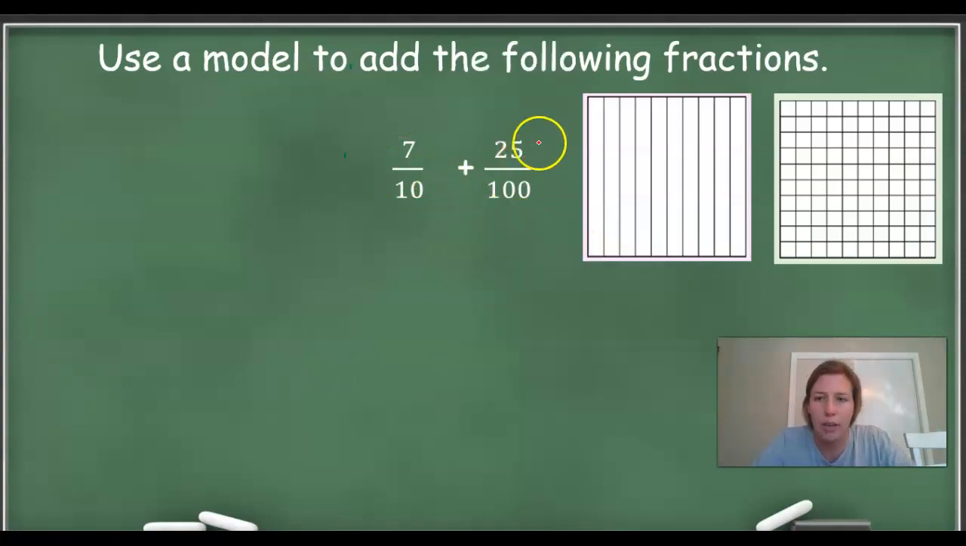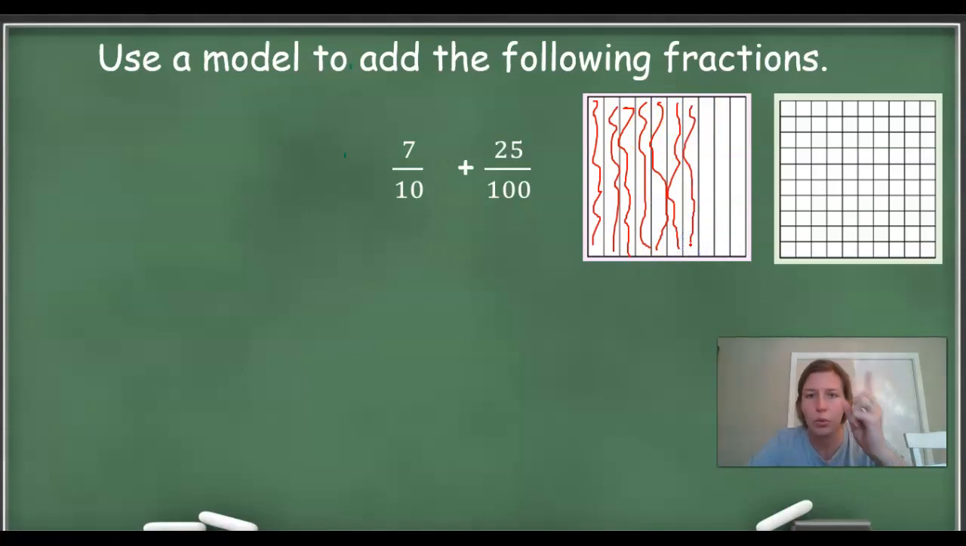Let's shade in 7 tenths. So we have 1, 2, 3, 4, 5, 6, 7. We have 7 tenths, and then we have 25 hundredths. So that would be 10 hundredths, 20, and then 5. 1, 2, 3, 4, 5.